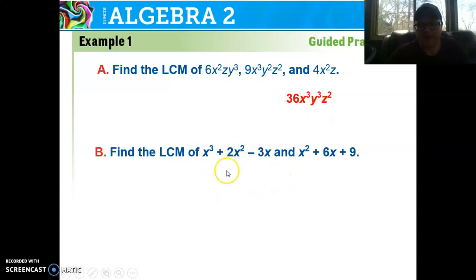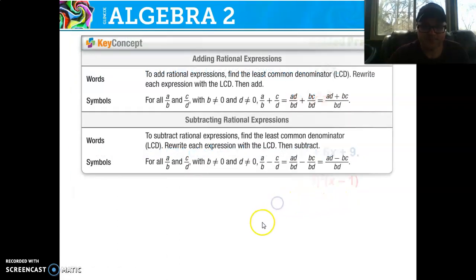Now try to find the least common multiple of these 2 polynomials. Pause it if you need to. And the answer is x times x plus 3 squared times x minus 1. And it doesn't matter what order you have these written in, but x plus 3 should be squared.